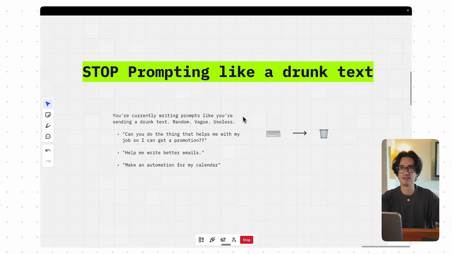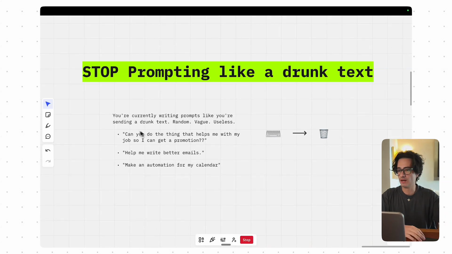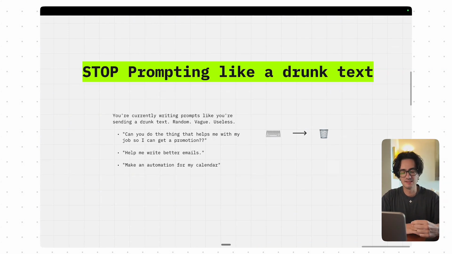I want you to imagine that it's almost as if you're talking to a coworker or another employee. You have to give very specific, clear directions in order to get the most out of your desired output. Right now, you're probably sending something like, can you do the thing that helps me with my job so I can get a promotion? Maybe you're just typing like, help me write better emails, make an automation for my calendar, etc., right? As you can see, these prompts are very casual, very laid back, but they also lack a lot of context. The more context that you can give while still being concise is going to allow you to get the most out of these different AI platforms.